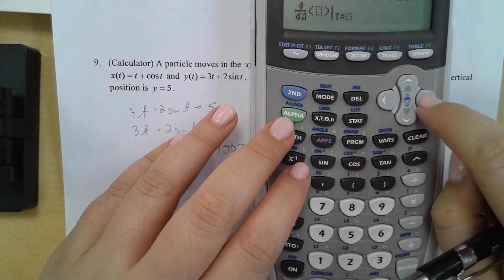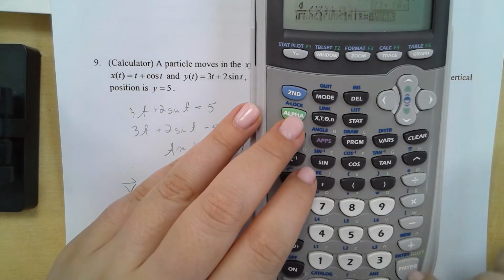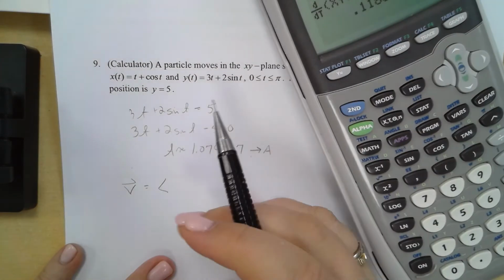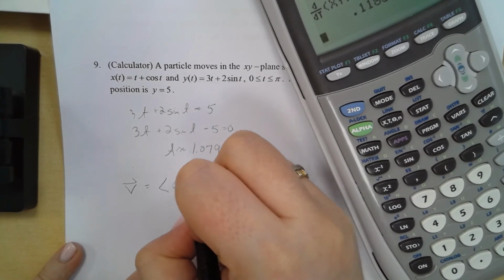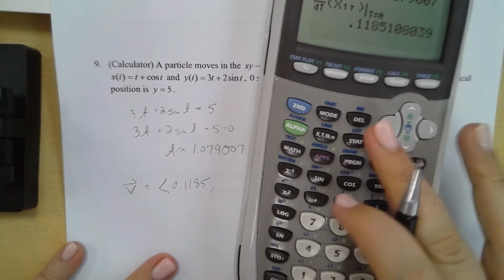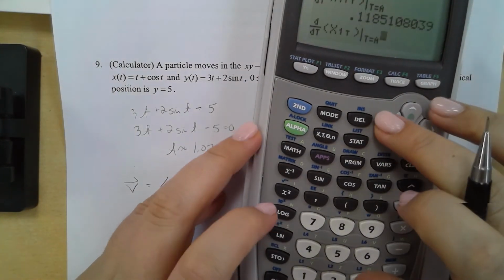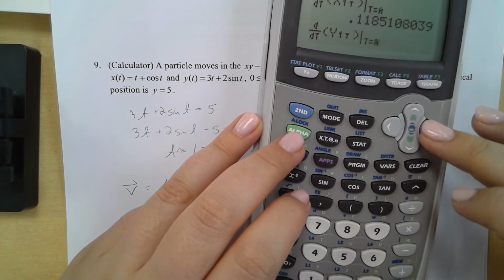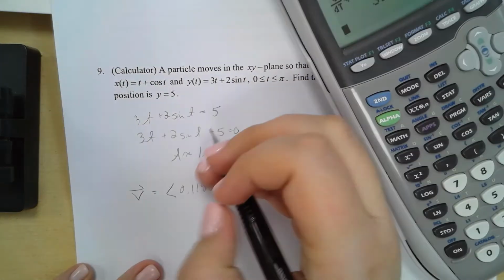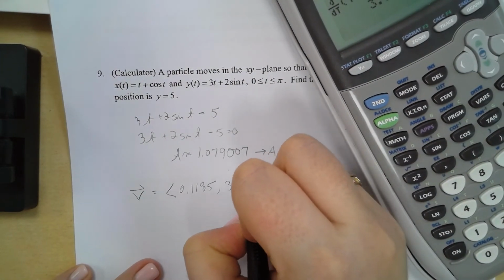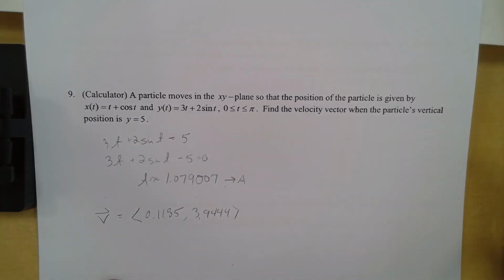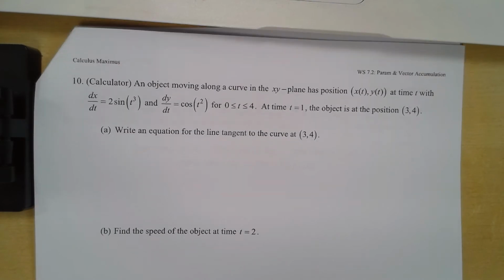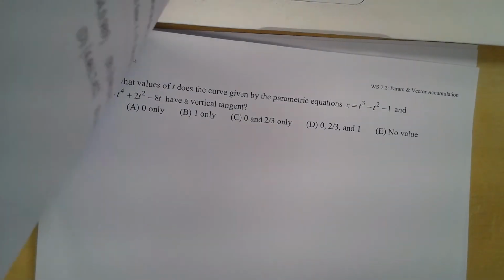So back to here. So alpha x1 evaluated at alpha a, right? So I get 0.1185. And then again, I change this to my y component, and I get 3.9444. So there it is. There's the velocity vector. All right, another long one, kind of a free response type thing.